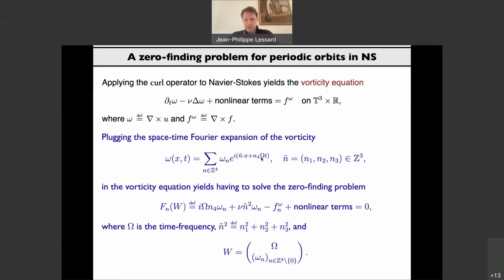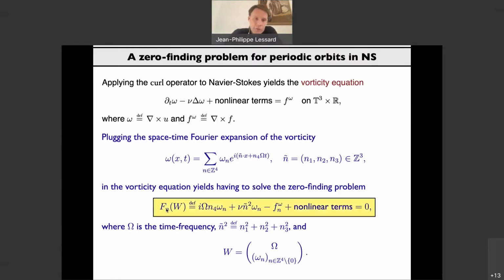This is going to be, as I said, an unknown frequency or the period, depending on how you like it. So what we do is that we plug that space-time Fourier expansion in the equations of the vorticity equation, and that yields this zero finding problem. So this F_n of W now by definition is going to be i omega n_4 omega_n.